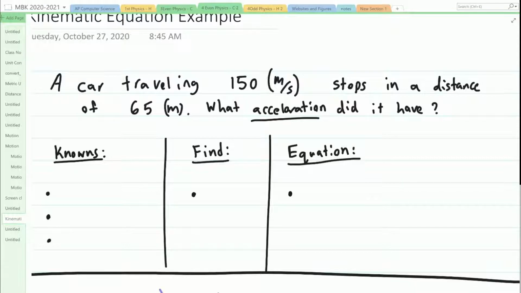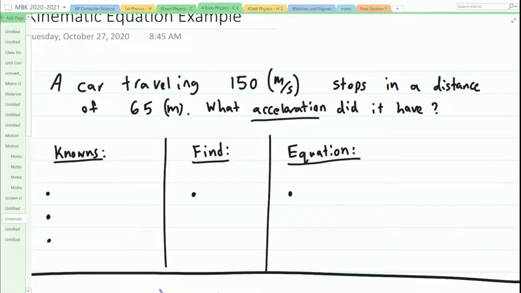Okay. So, when we're given a problem like this, let me pull up the equations. The very first thing that we do when we have a problem statement is go through and write down what we know. In this problem, it says that a car is traveling 150 meters per second. That's the first numerical value that we come across, and it has units of meters per second.